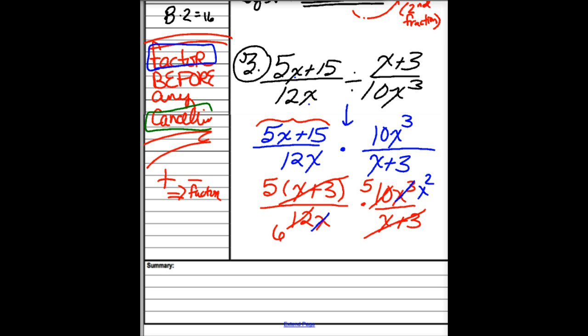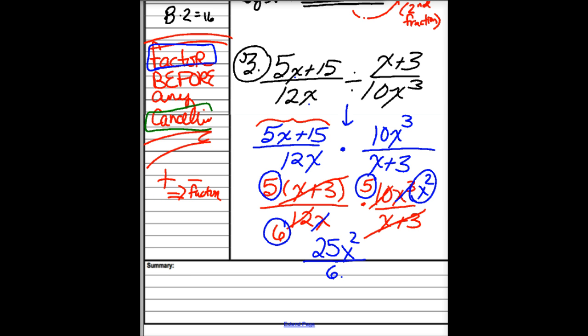And this is where you kind of have to write neatly on these so you don't lose stuff, or I like to go circle it. This is remaining, this is remaining, this is remaining. None of those things cancel off. On the bottom, everything canceled but the 6. So on the top, I have 5 times 5 times x squared. And on the bottom, just a 6.